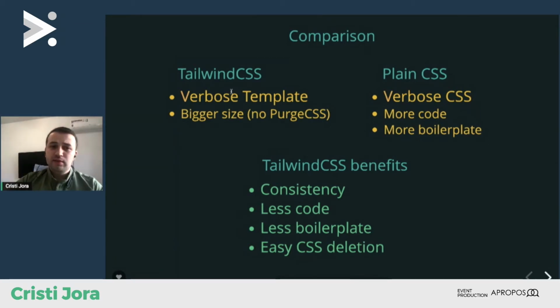With Tailwind CSS, we have a more verbose template. At first look, the template contains more stuff in it, contains all those CSS utilities. We have a bigger size, of course, because the library itself has some size because of all those utility classes within it, if we don't use some way to remove those unused classes. Tailwind actually has a built-in purge CSS option, which allows you to pretty much remove all the unused CSS. And it works pretty cool.